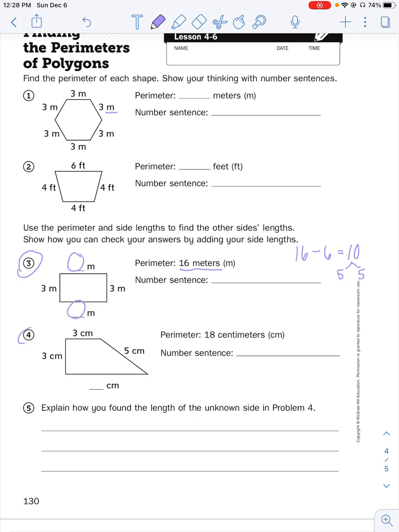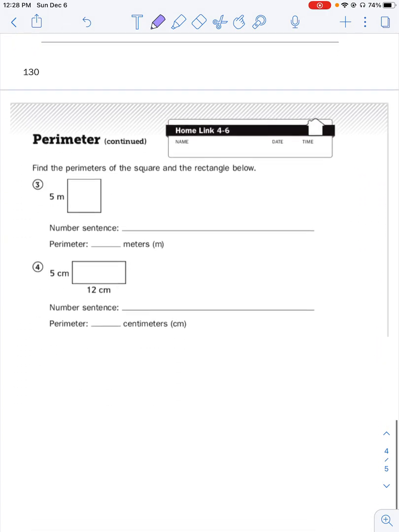See if you can do this one. I bet you can, based on what I just told you for number 3, and then explain it down here for number 5. Okay, and then there's 2 more problems on this last page. So try this out. I think it should be pretty easy for you guys. And turn that into Canvas.